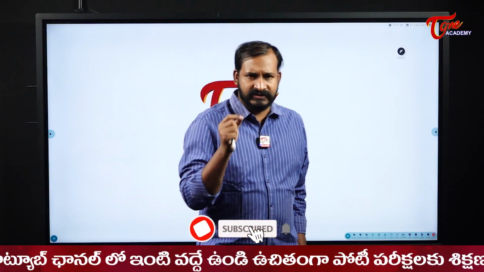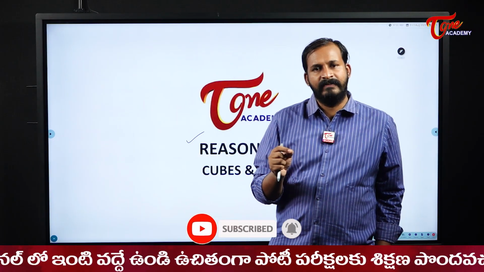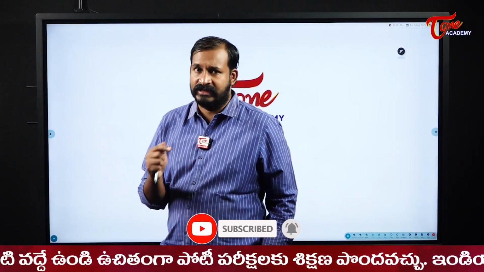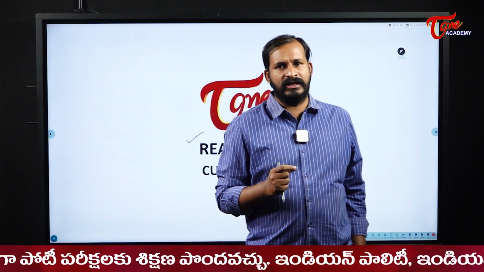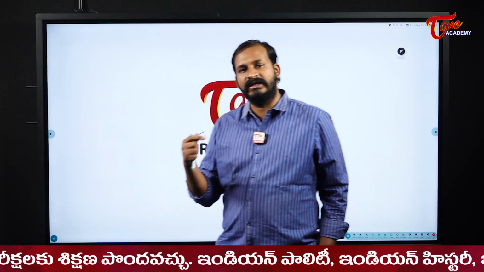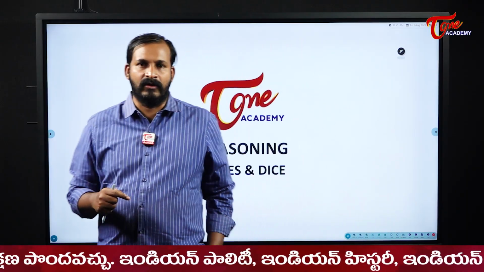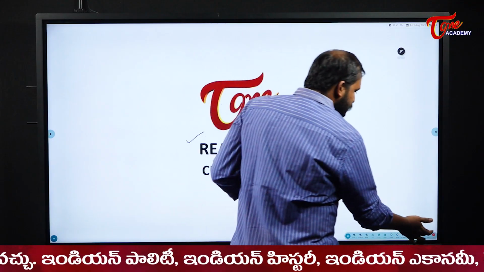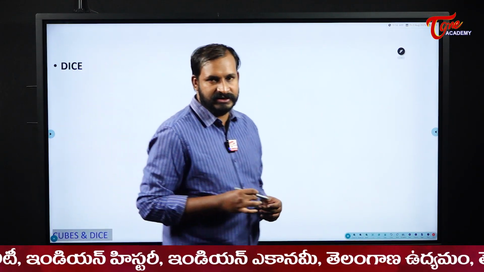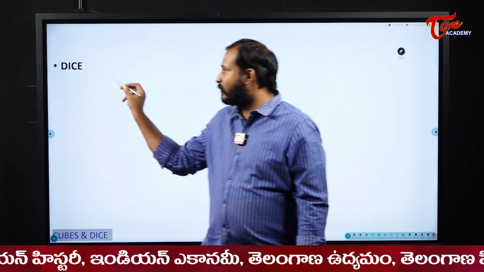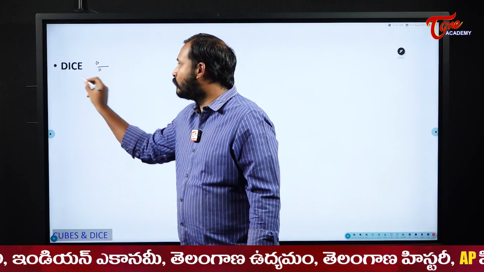If you see the SSC CGL paper, definitely they will ask one question from this dice concept. It is a simple concept; we just need to observe how things are happening here, and then we will solve the problems. Now, see here students, first we will discuss dice, and then we will move to cubes.